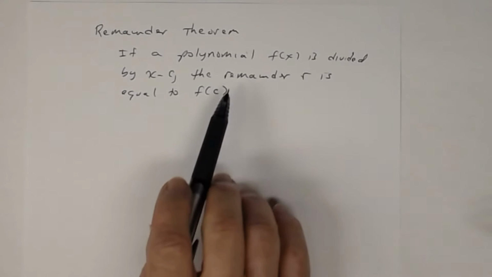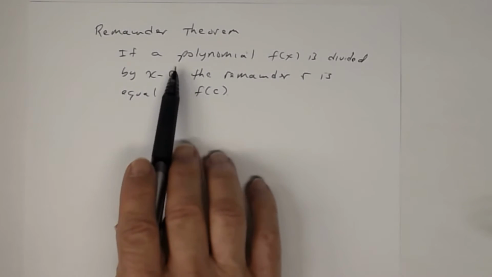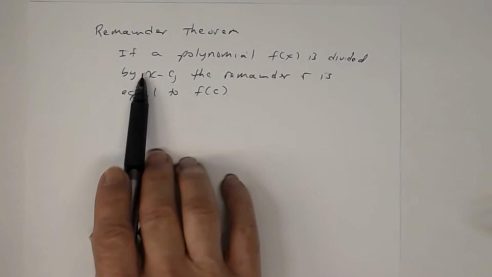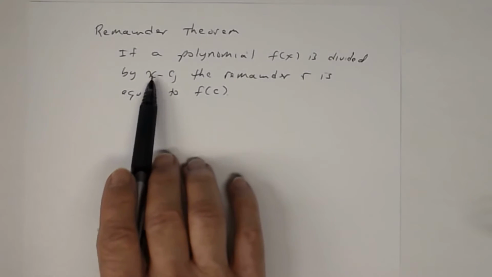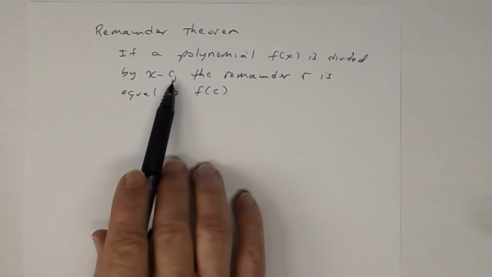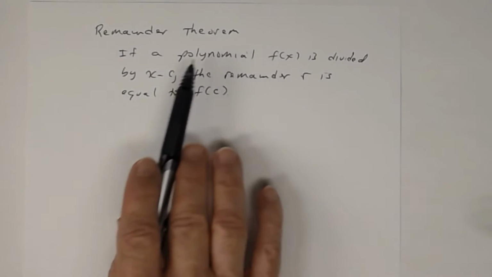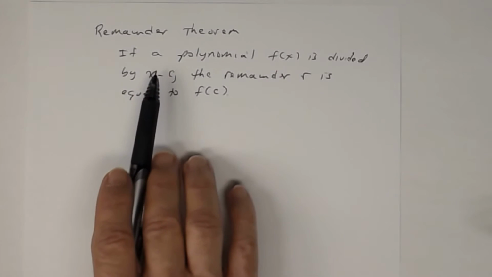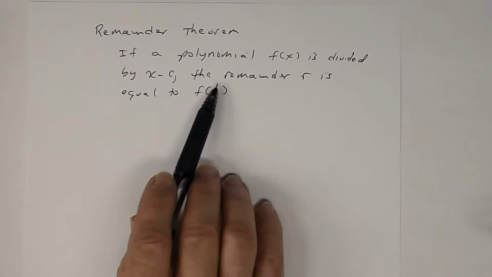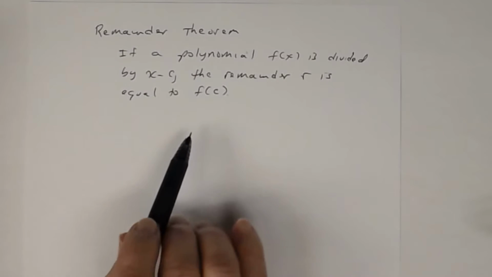Now remember, the remainder theorem says this: if a polynomial f of x is divided by this linear factor x minus c, remember the coefficient of x is 1. So whenever you're dividing by x minus c, then you can use synthetic division. But it goes on to say that when you divide this polynomial by x minus c, the remainder is the same as the value f of c. So the value of f of this number here, c. Okay, so that's what that says.